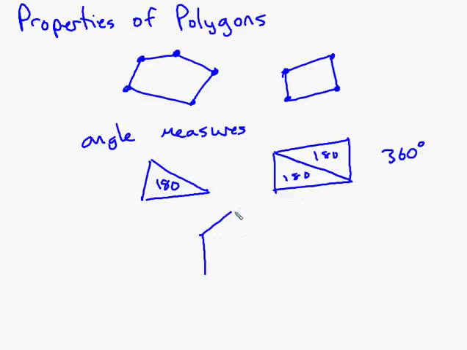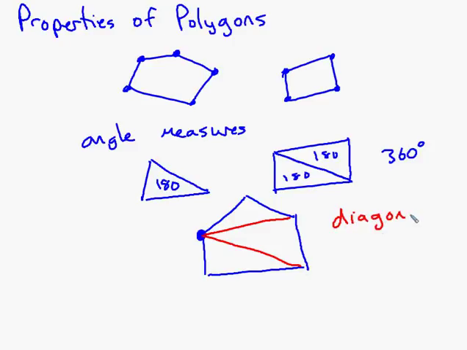Well, what if I had a pentagon? Now, it's going to be harder to see the triangles in a pentagon than in a rectangle or anything. But we can choose a vertex. And watch what I do from this vertex. I connect what are called diagonals. So these things in red, those are diagonals. A diagonal is drawn from a vertex.